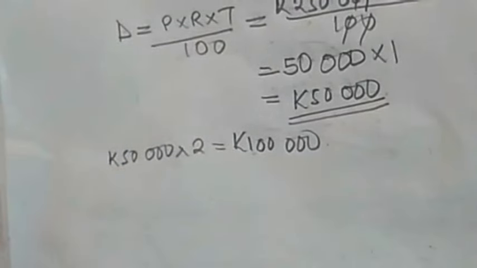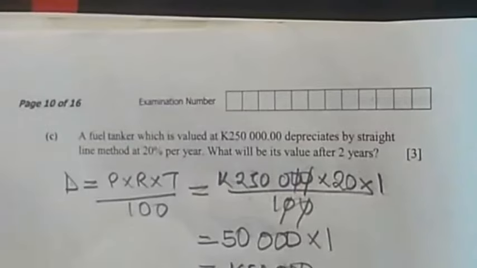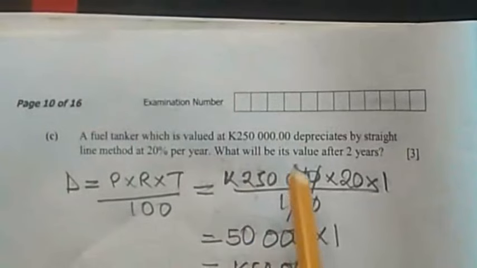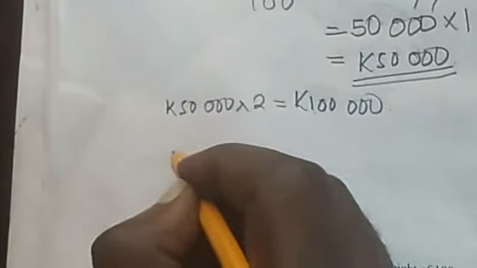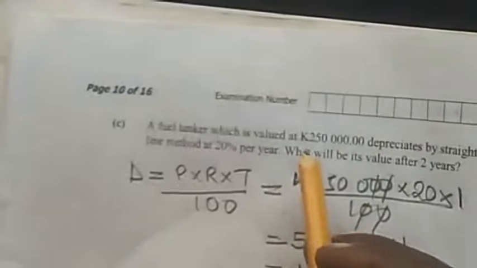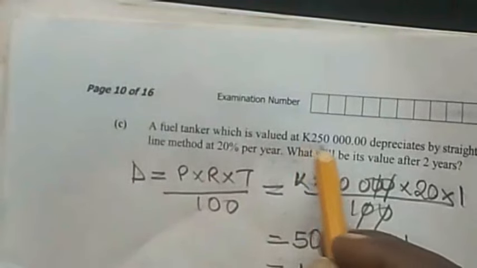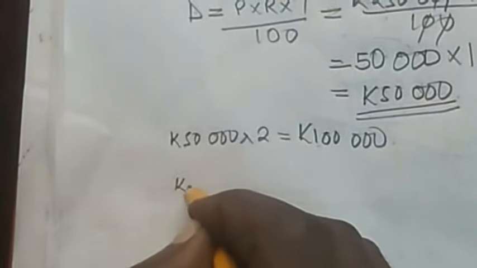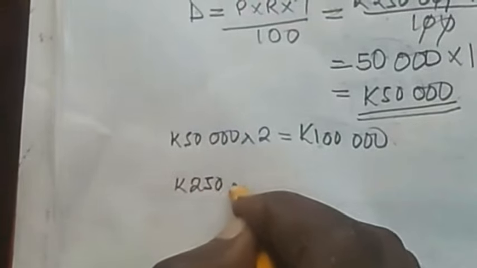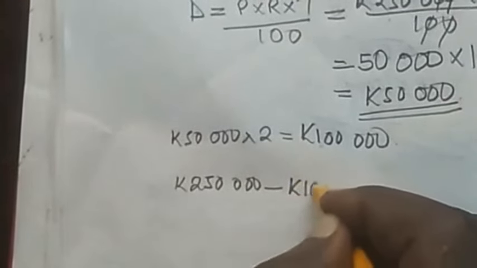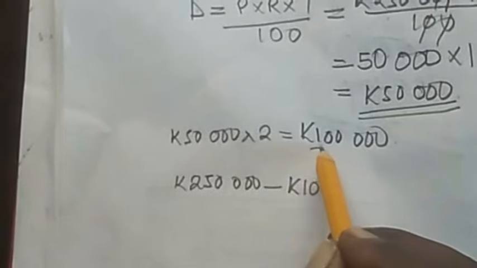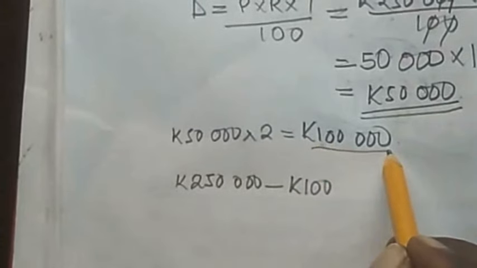So what are we going to do to find the value of the tank? Remember, the question is asking what will be its value after 2 years. So we're going to subtract from its actual value. The actual value before 2 years passed is 250,000. So we're going to have 250,000 minus 100,000, which is the depreciation using the straight line method.